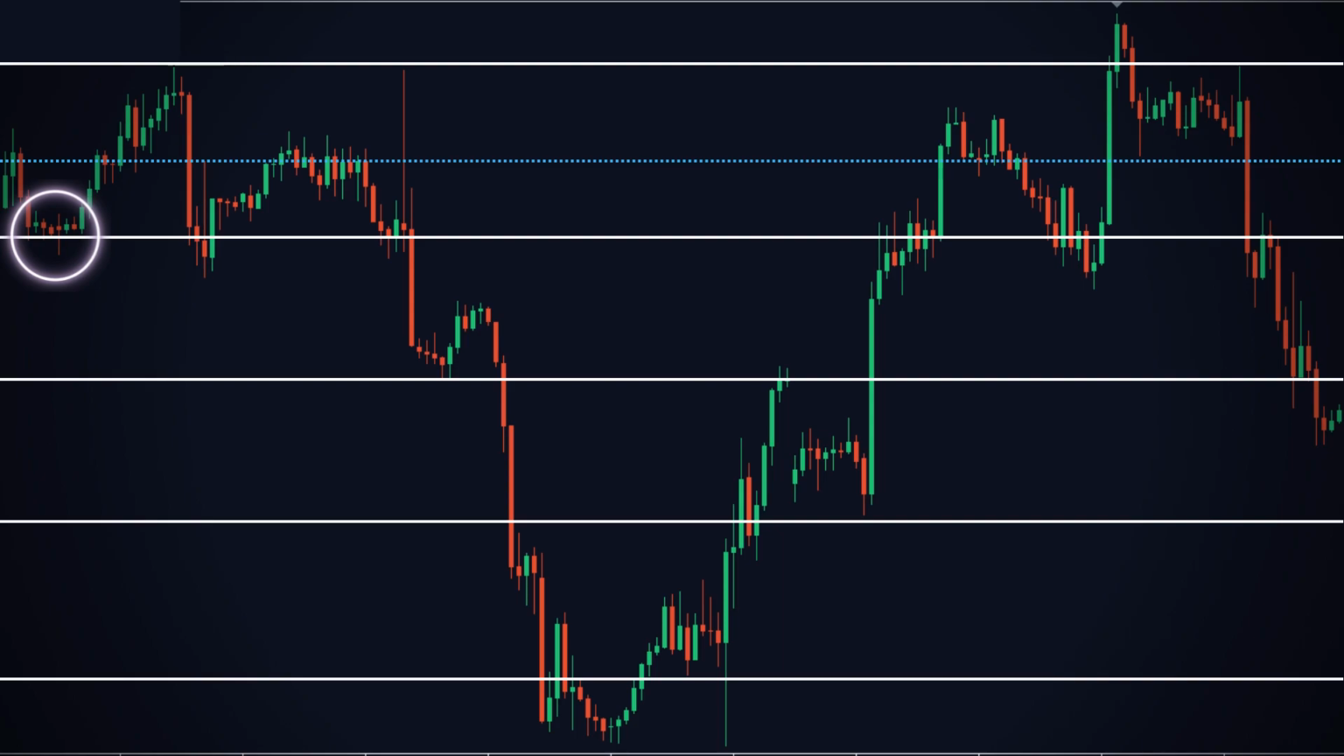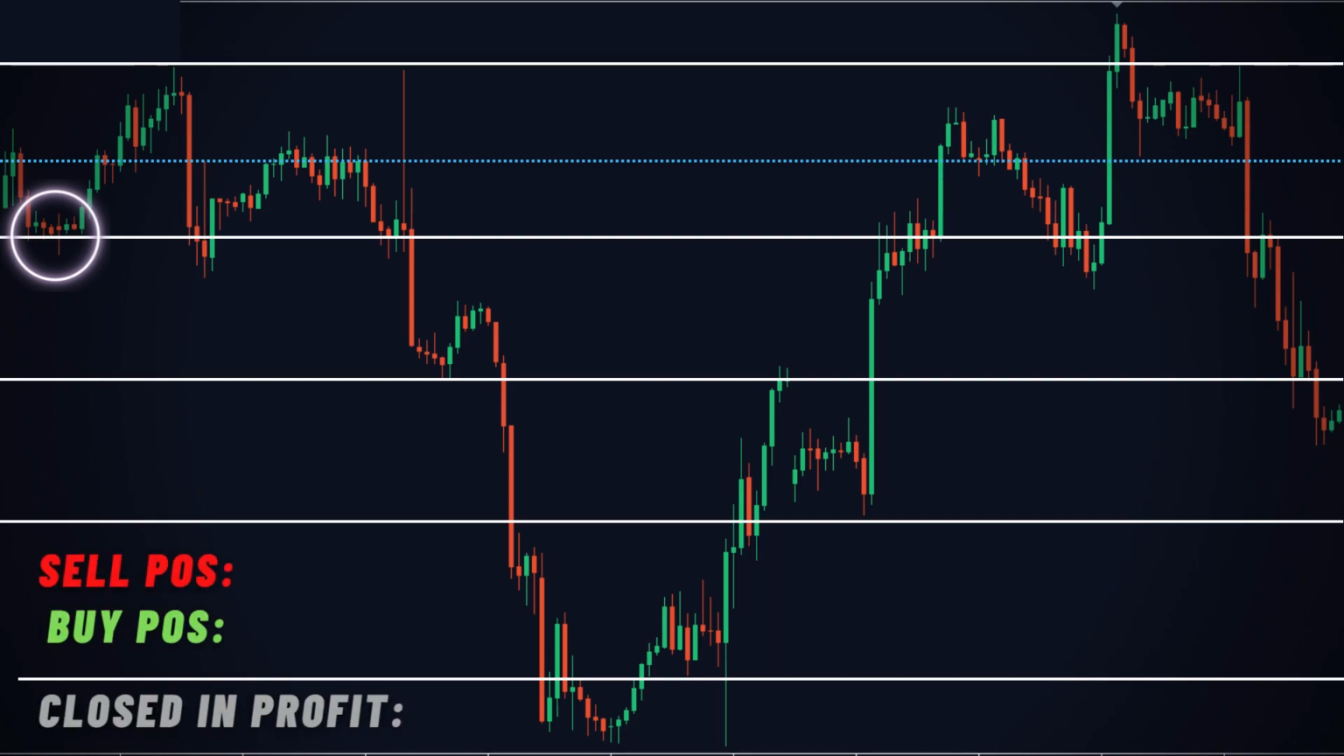I know that it can be difficult to understand it at this point, and that's why we're going to keep track of everything right here. Just to recap, we started with one buy and one sell position. Then we closed the sell position and opened two more positions. Thus, we currently have two buy positions, one sell position and one position closed with profit.